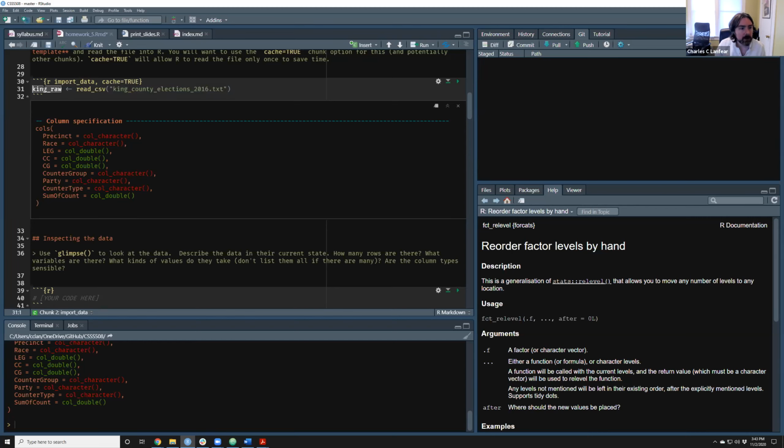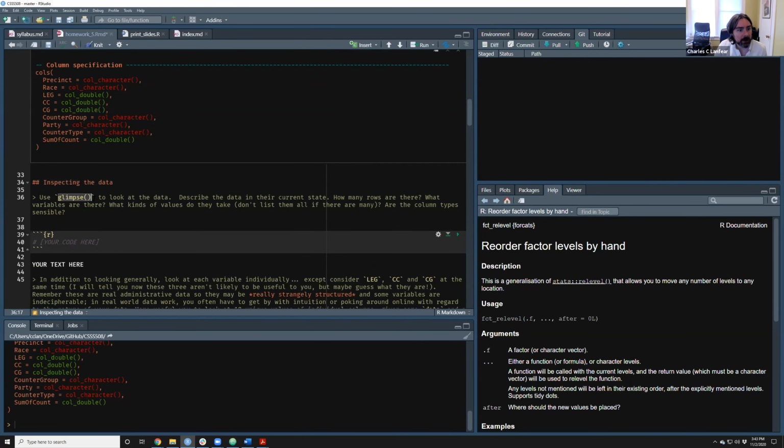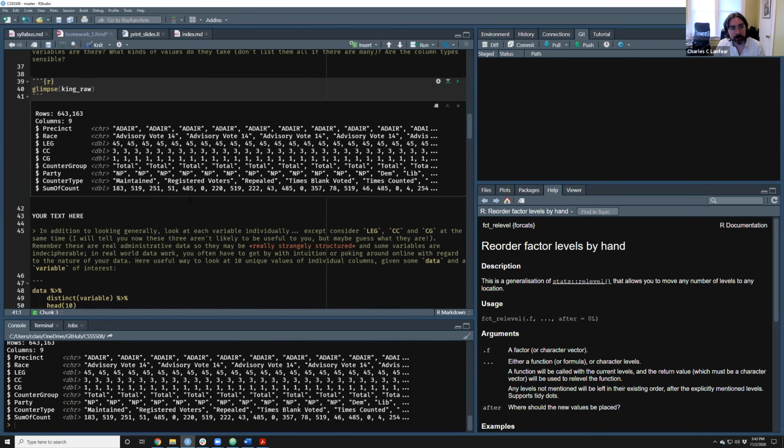Okay, so what I'm going to do next is go down here to inspecting the data, and it says use glimpse to look at the data. Describe them in their current state. How many rows are there? How many variables? What values do they take? I've told you exactly what to do, so I'm not going to ask you how to do it. I'm just going to go ahead and glimpse.